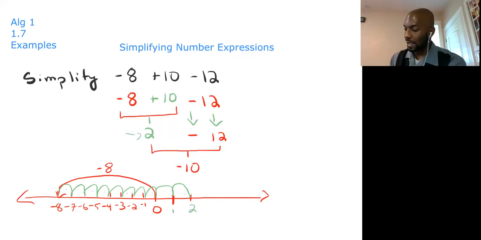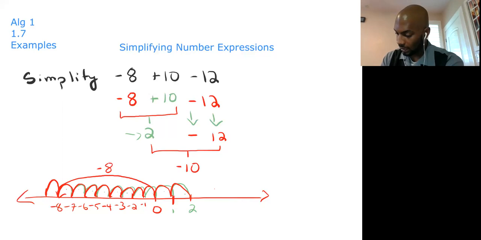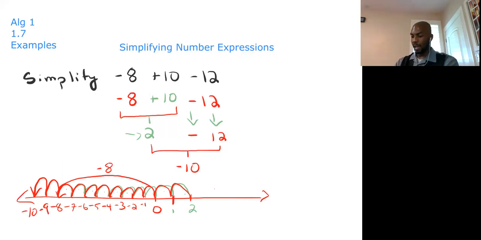So good. And my last step was to take away 12. So I need to go backwards 12 from 2. So let's go backwards. 1, 2, 3, 4, 5, 6, 7, 8, 9, 10. One more, 11, and 12. I ended up here. Let's see what that is. -9 and -10. My math checks out. -8, add 10, take away 12 is -10.